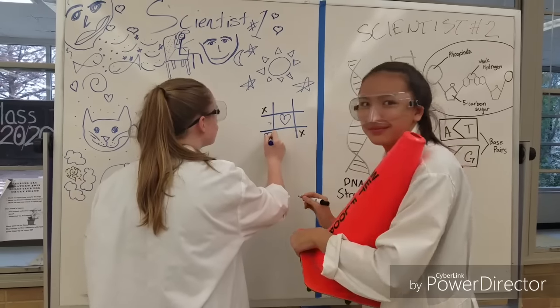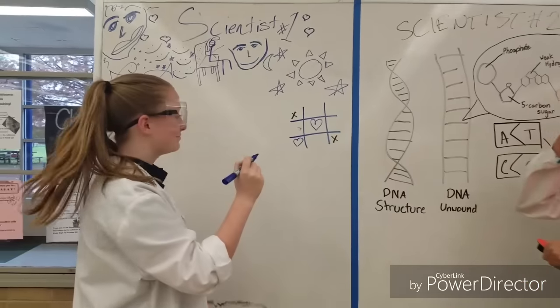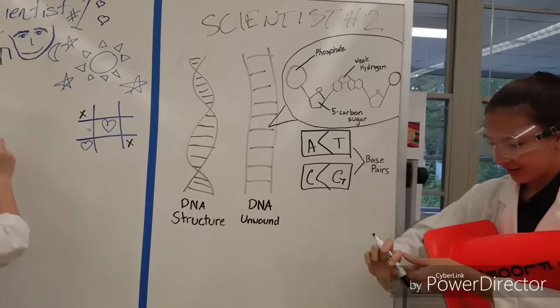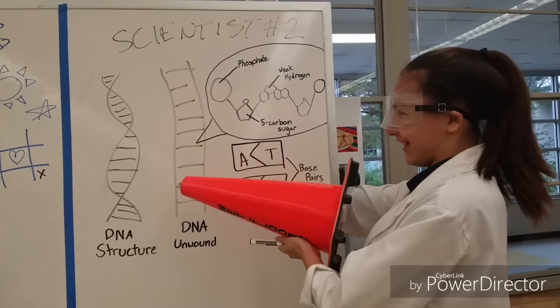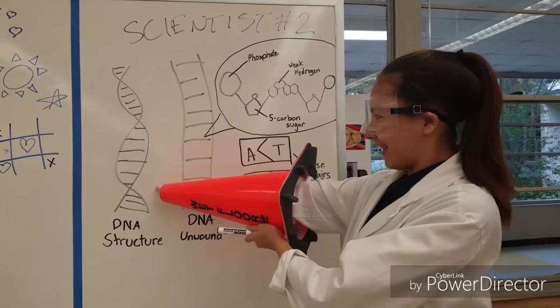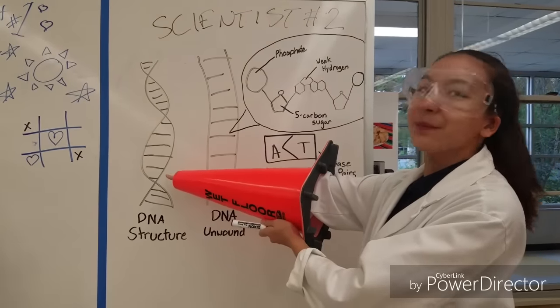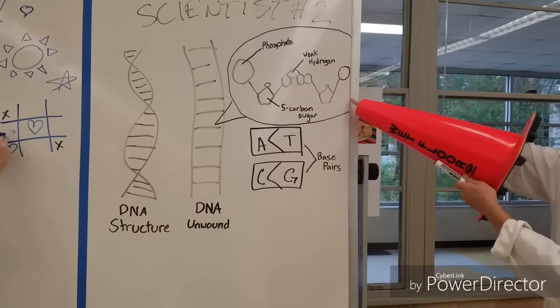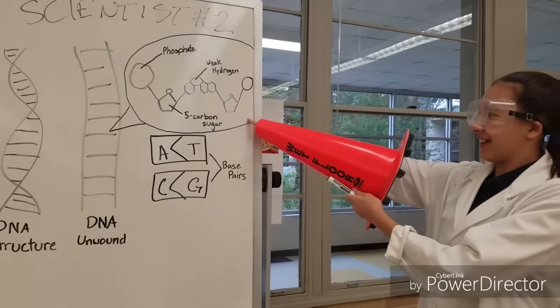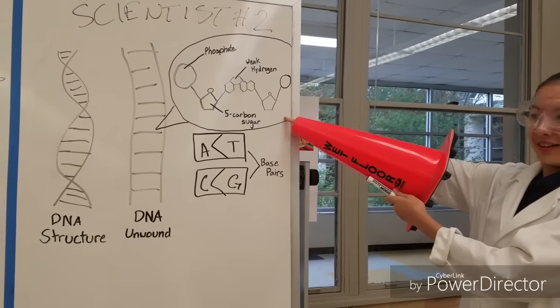Do a little refresher on DNA structure. Scientists, here we see a classic strand of the DNA structure. This is also called the double helix. Next, we see the double helix unwound.